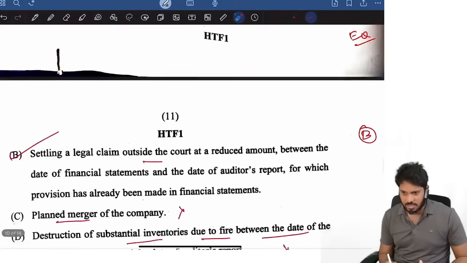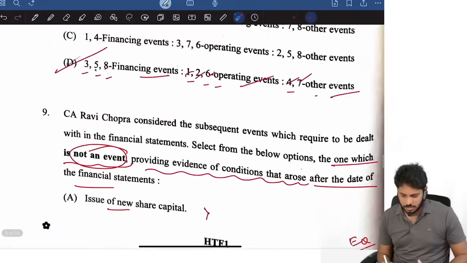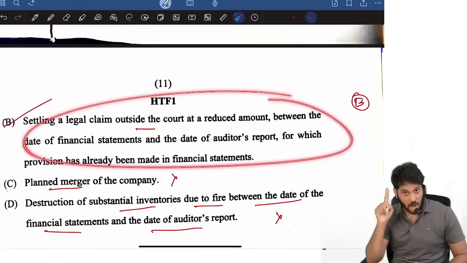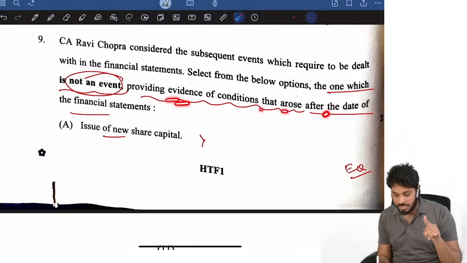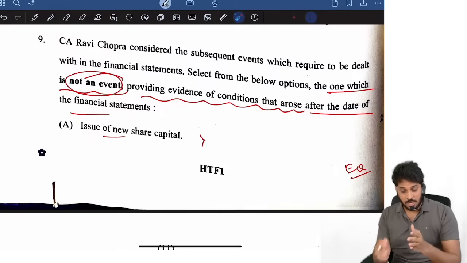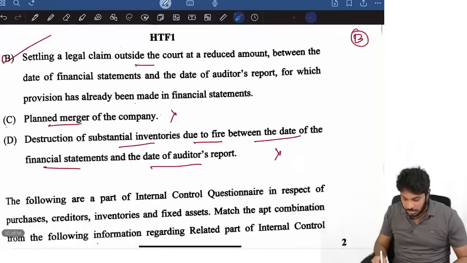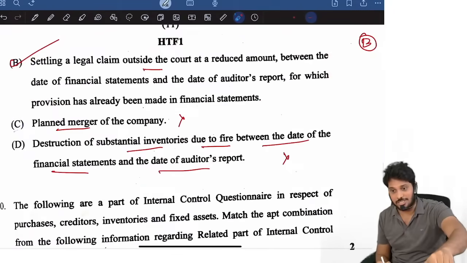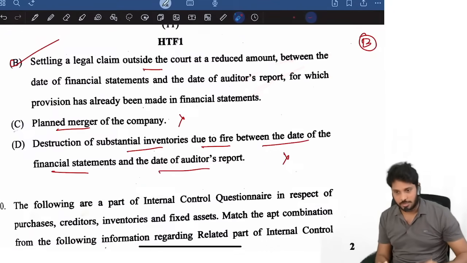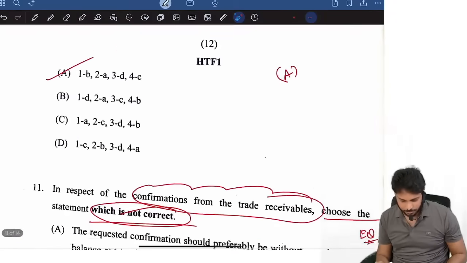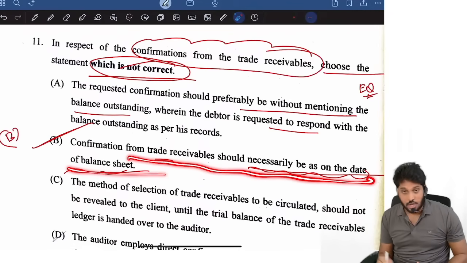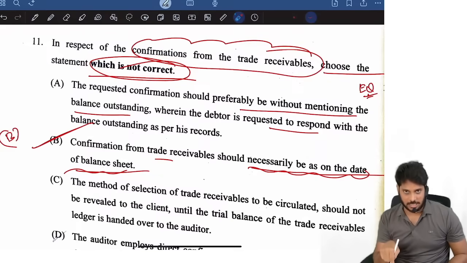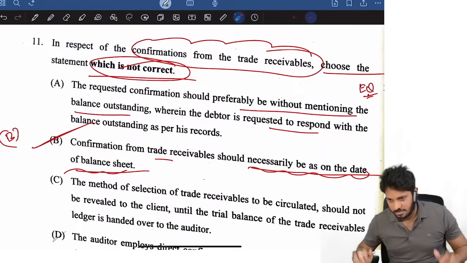The 9th one is regarding settling a claim. This is a balance sheet item. Here the condition is on the balance sheet. They are asking which of the following is not an event providing evidence that arose after the balance sheet date. This is something that arose on the balance sheet, so that's why this is the answer for the 9th one. I told it. Then, confirmation should necessarily be on the balance sheet: this statement is not correct. That's it. Fine, I'll close it.